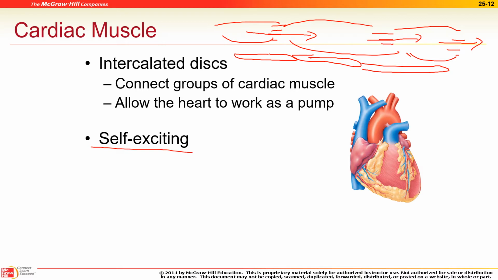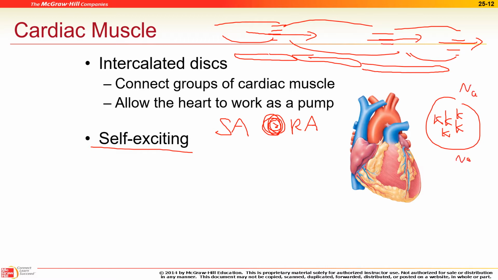Self-exciting, that means it creates its own pace. So the sinoatrial node is a group of special cells in the right atrium that causes a spontaneous contraction. And all this is done with that electrolyte. So remember, potassium inside the cell, sodium on the outside. So that's how your heart's able to cause electricity and contract.